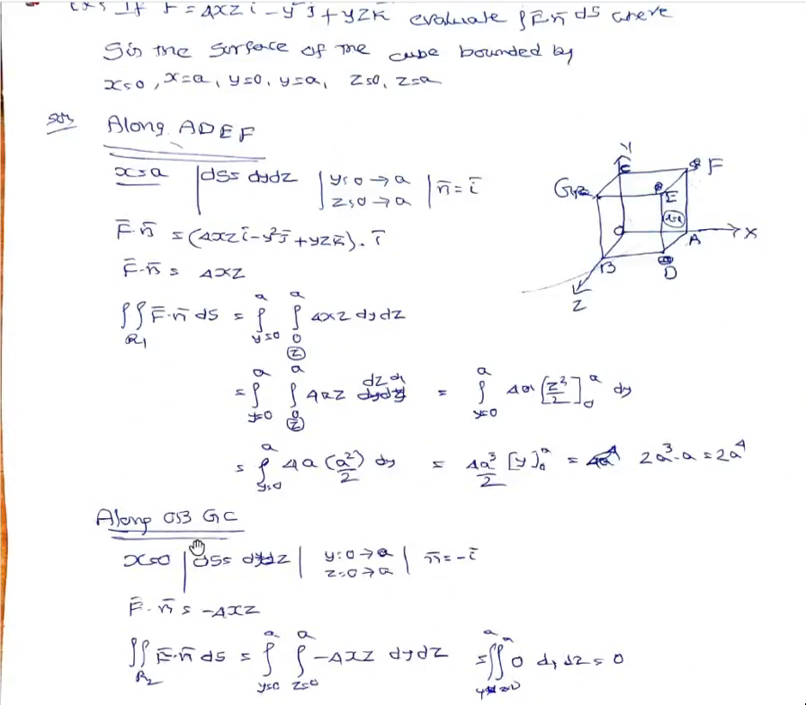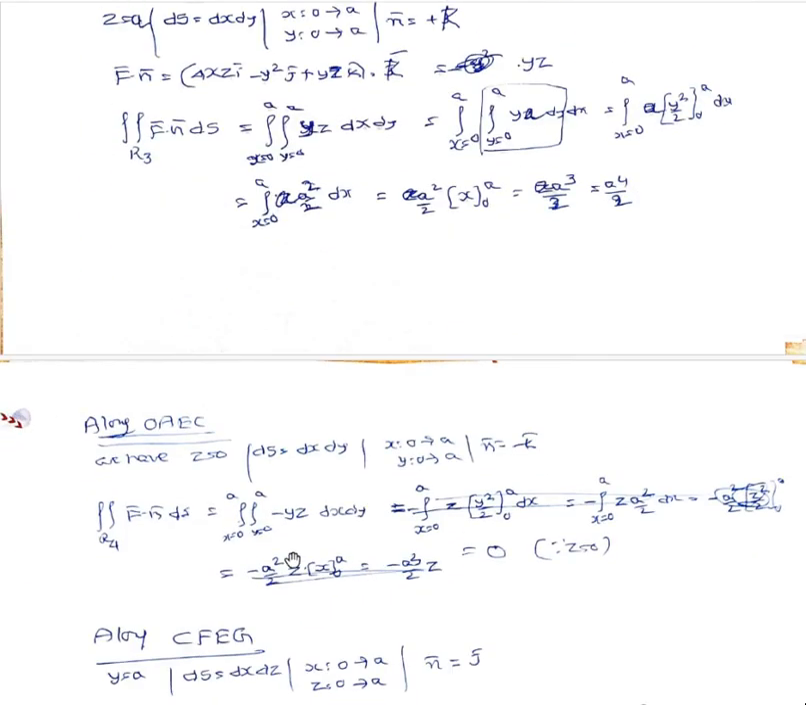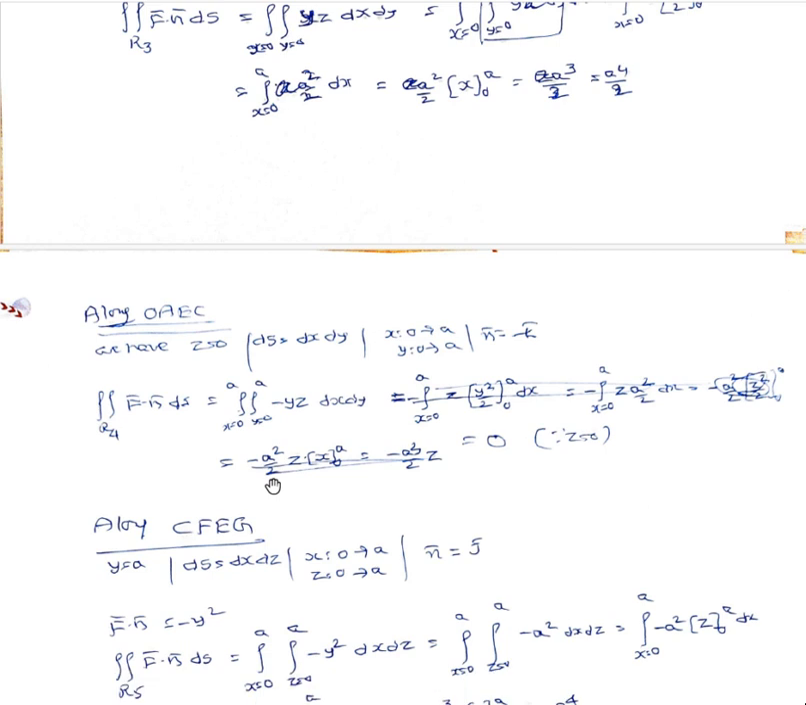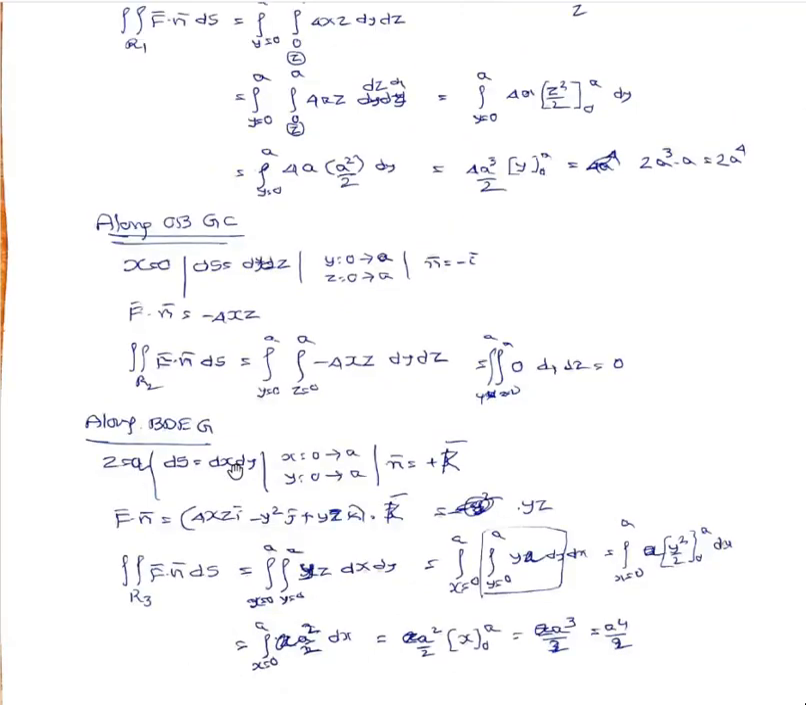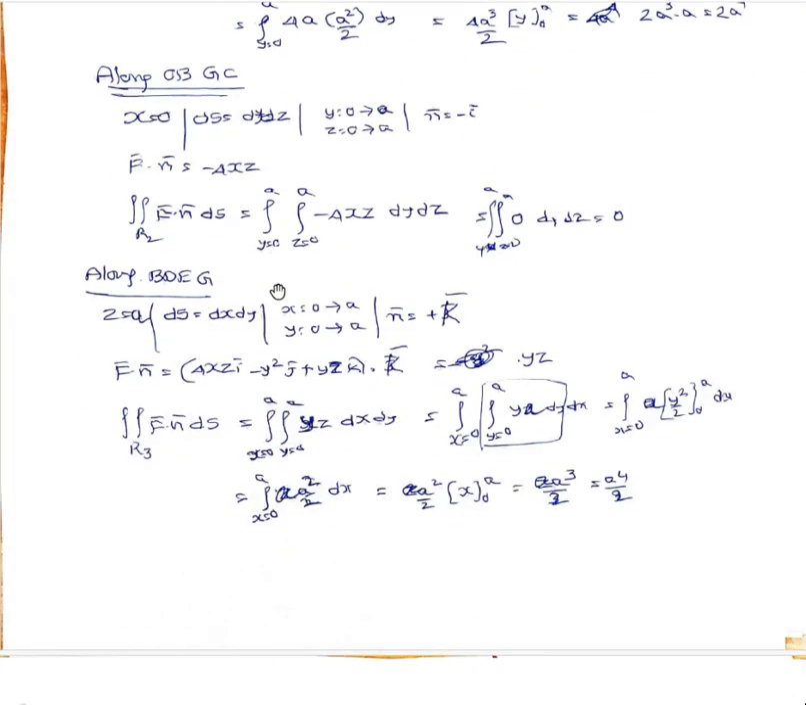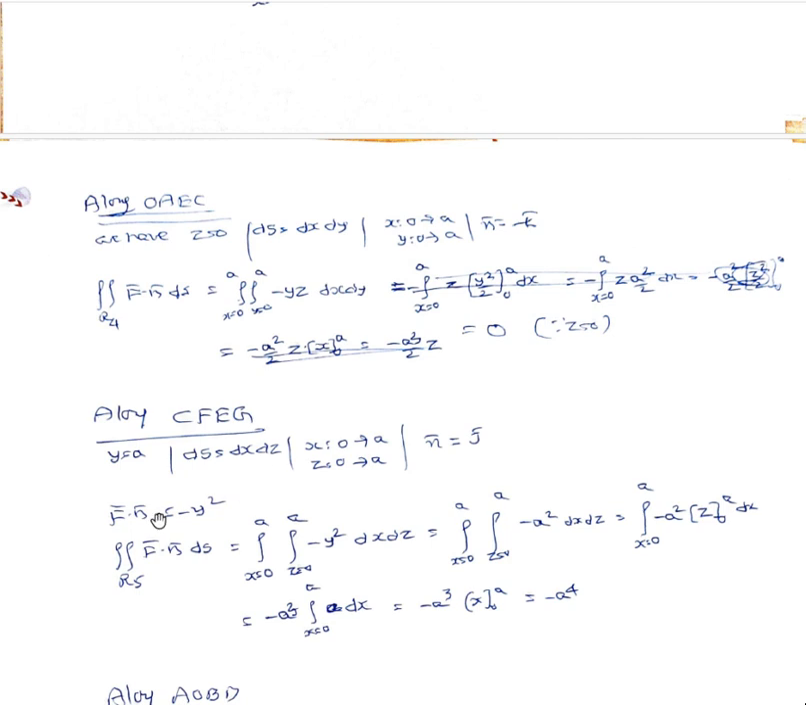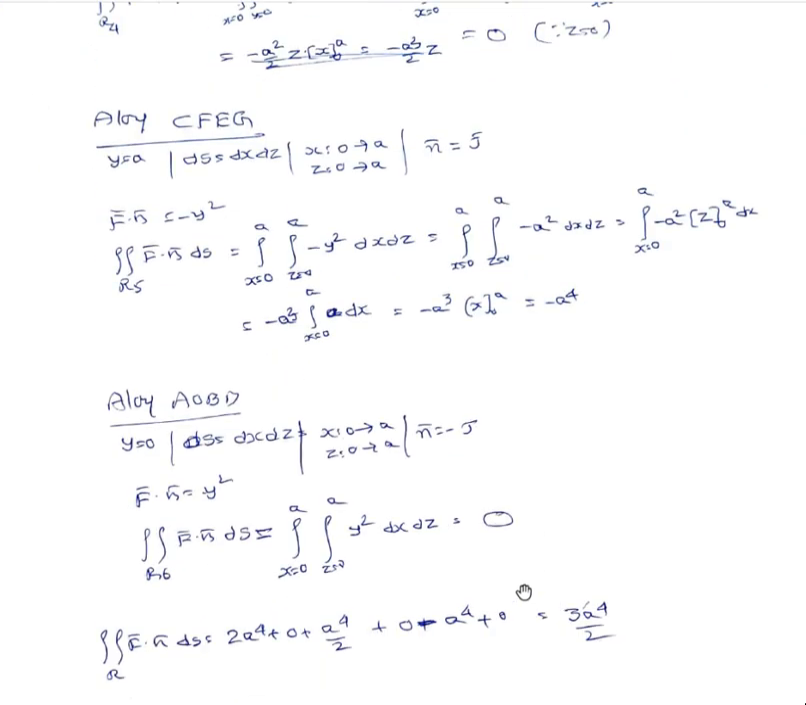Along CFEG, that is the top of the classroom, CFEG. This projection is on the xz plane. So this surface is y is equal to a. Ds is equal to dx dz, x varies from 0 to a, z varies from 0 to a, n bar is equal to j bar. So F bar dot n bar is minus y square. Since y is equal to a, if you substitute and simplify, you will get minus a power 4.